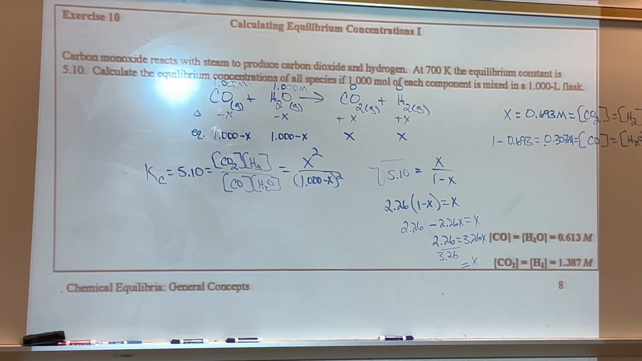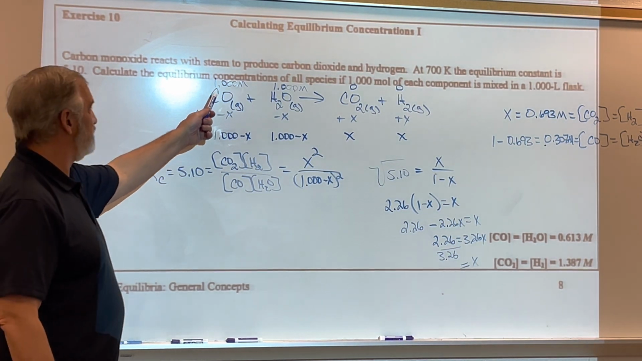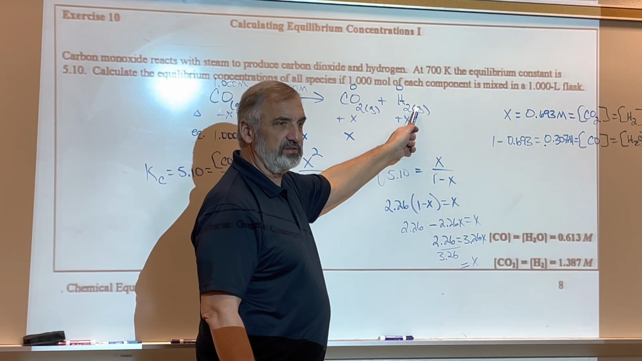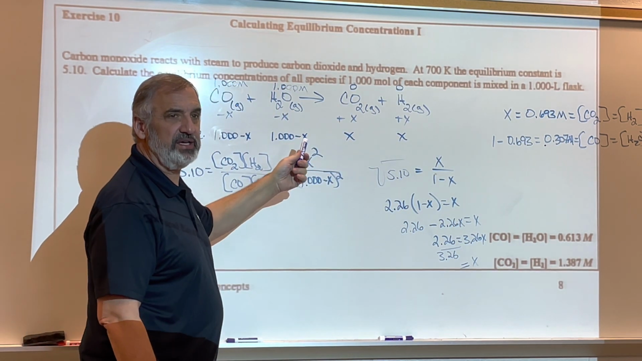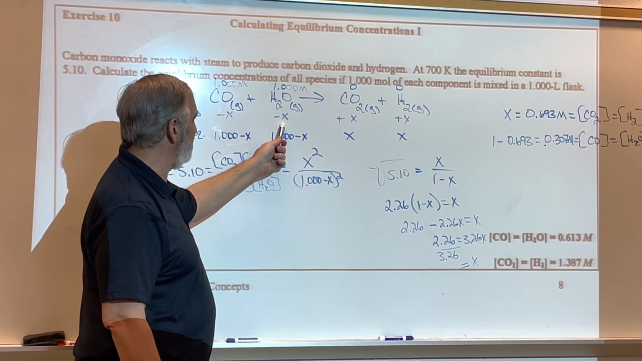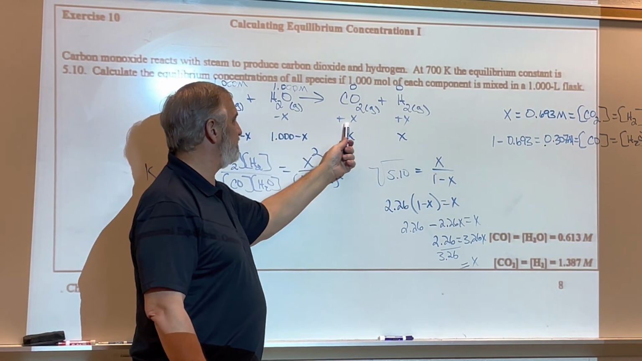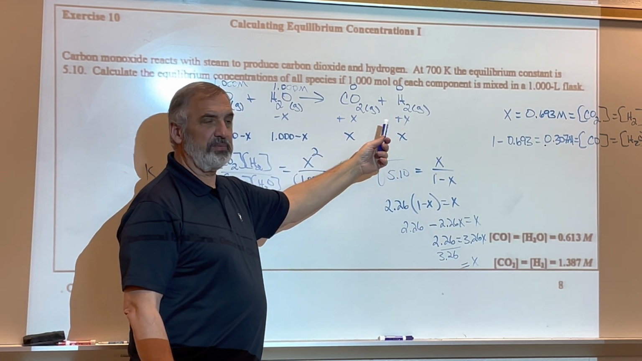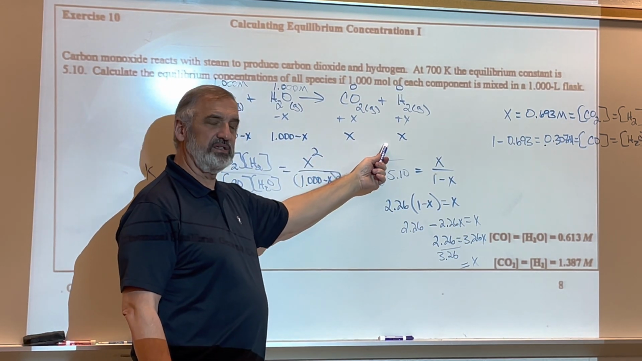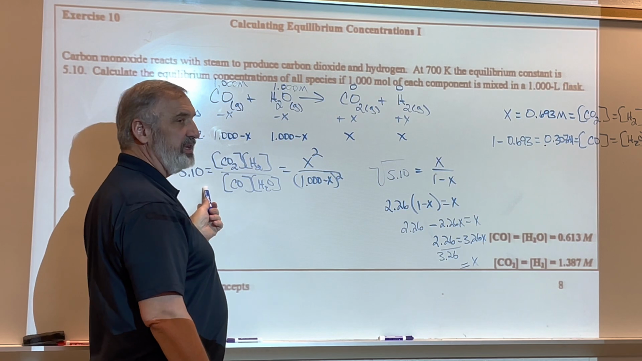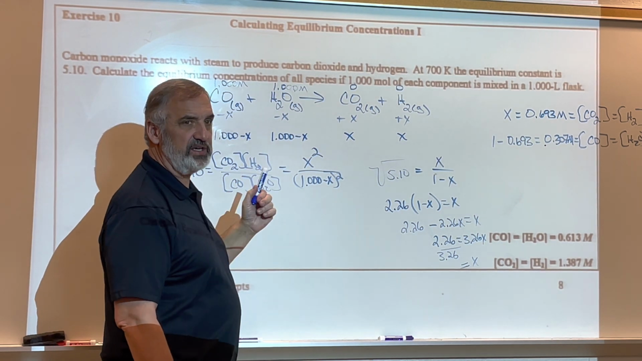I'll let you copy this down. Did everybody see what happened here? Initial concentration, 0 and 0. Since these are 0, the only way it can go is to the right. So some of it's going to leave here, but however much reacts here, it's going to form there. So my equilibrium concentrations are 1 minus x, 1 minus x, x and x. Then you just plug all those into my equilibrium expression and solve for x.